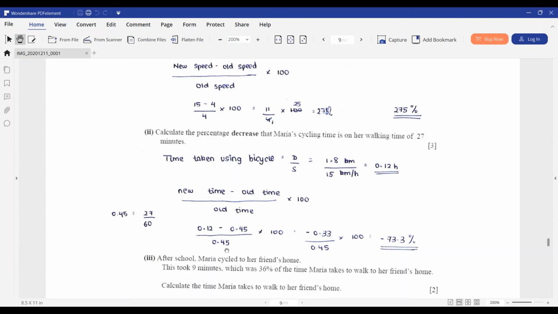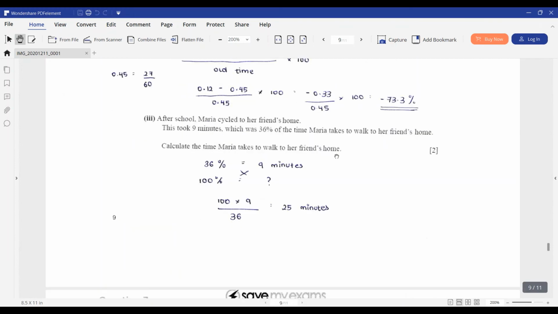So 0.12 minus 0.45 over 0.45 times 100. Subtract this, you should get negative 0.33 over 0.45 times 100. This is equal to negative 73.3%. This is the decrease that Maria's cycling time is on her walking time.